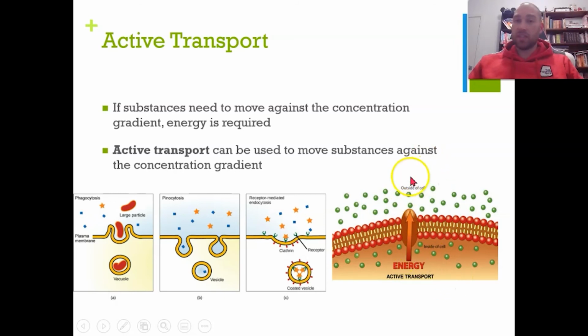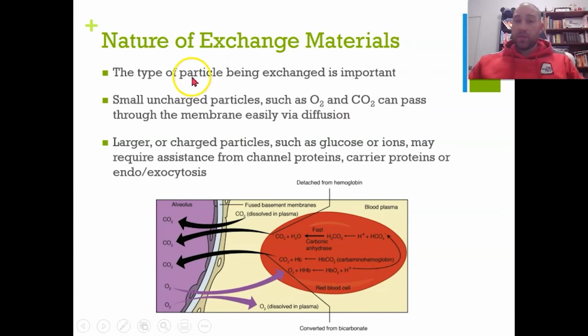We'd be using energy to keep that substance out of the cell, because it will just diffuse back in, depending on the nature of the substance. This is active transport. We're moving against the concentration gradient, and sometimes just moving large things, as we'll see, requires energy too. So what is being exchanged is also important. So small uncharged particles like oxygen and carbon dioxide, they can pass through the membrane relatively easily, not particularly quickly, but relatively easily via diffusion.